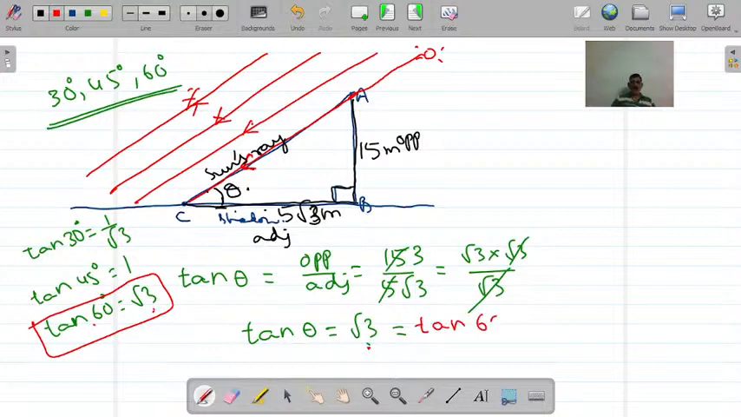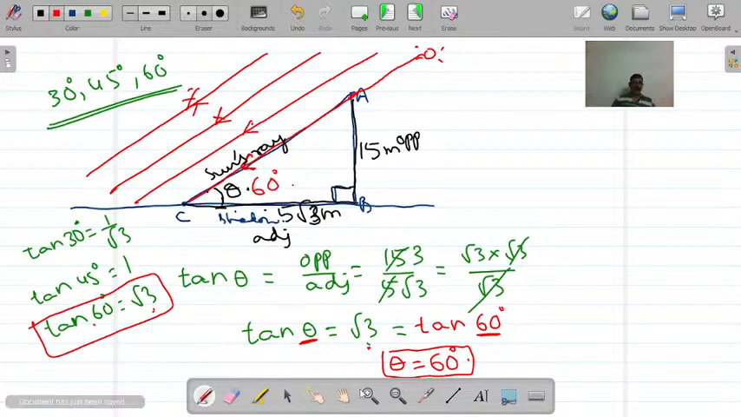Now you compare these two, this and this. Easily you can observe that theta is equal to 60 degrees. So at that moment the sun's rays are making an angle of 60 degrees with the ground. Yes, Bharat, you are right. It is 60 degree. This is the way in which we can solve the problems related to this. I hope all of you understood this.